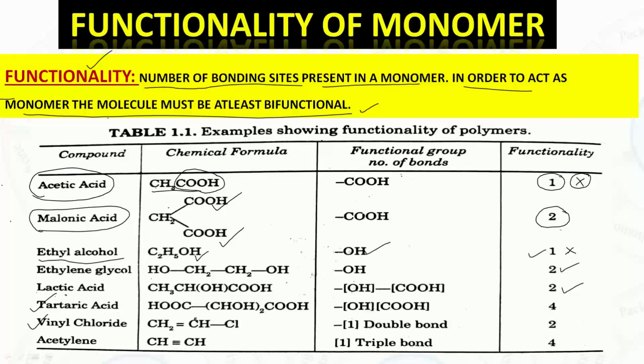Vinyl chloride has two functional groups, one is what? Double bond, and second is what? Cl, right? If you are not counting this Cl as the functionality, then this double bond itself acts to form the polymer, right? Similarly, acetylene has two binding sites, since it has the triple bond, so its functionality is also 4. So whenever you have a functionality more than 1, only then can you produce the polymer. Otherwise it is not possible to produce a polymer from such molecules which have a functionality of 1.